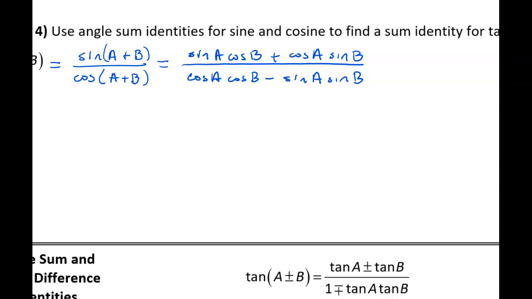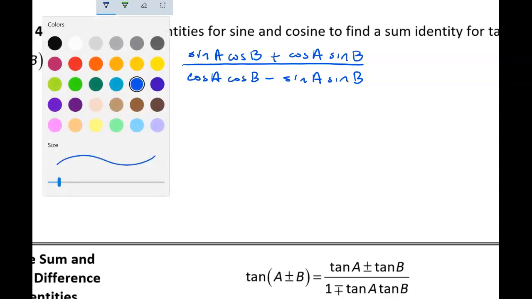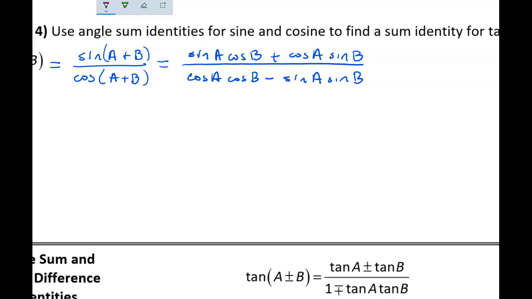Now that looks like a mess. What we're going to do now is one of those derivation pulling a rabbit out of a hat moves, which is we're going to multiply the top and the bottom of this fraction by 1 over cosine A cosine B.